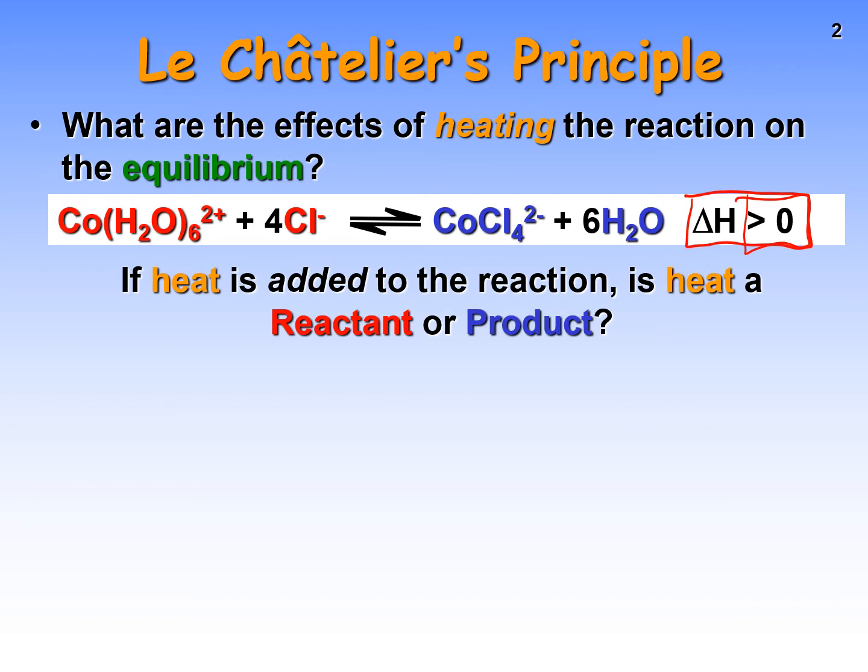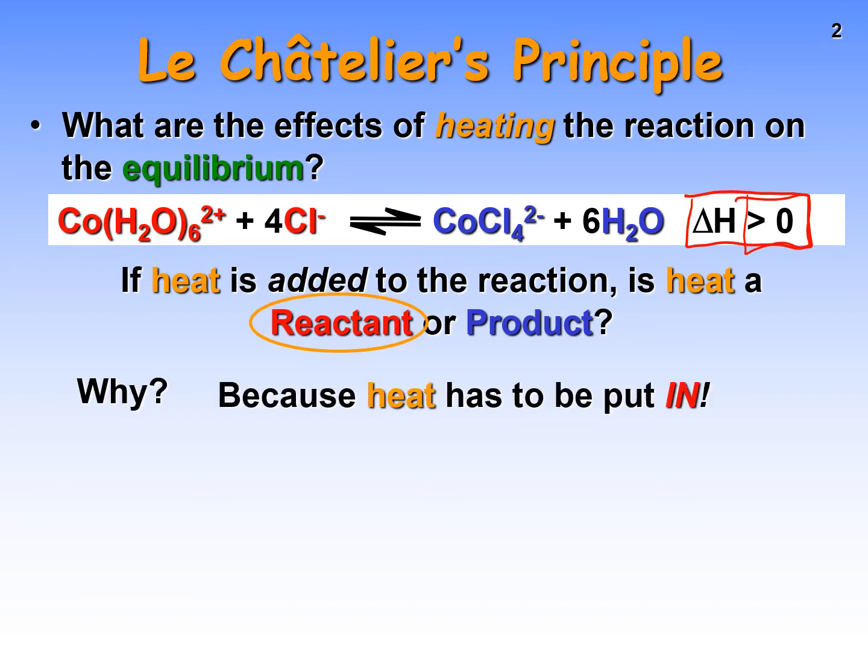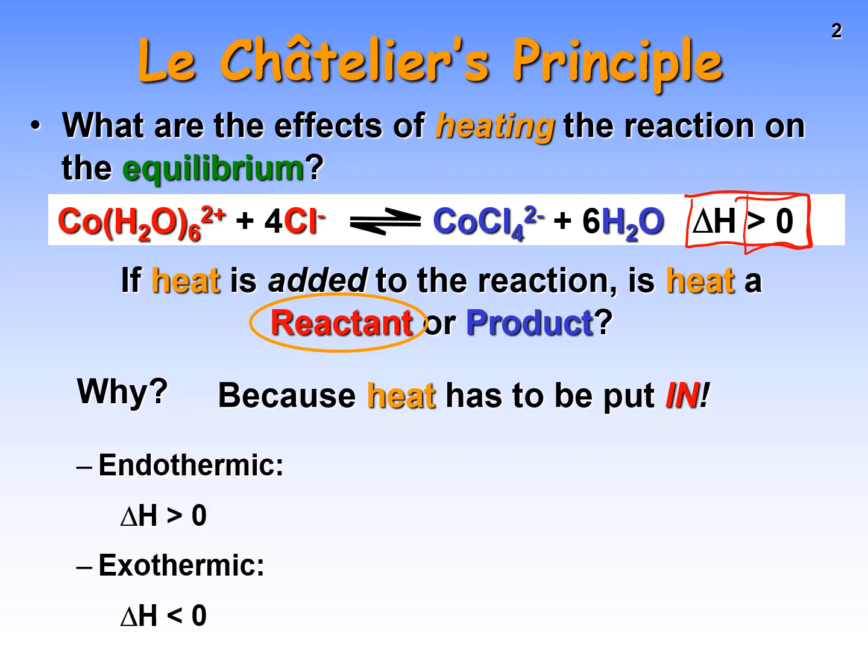So given the definition of an endothermic process, where would we consider heat to be? Is it a reactant or a product? In this case, heat's going to be put in. That's what it means when you have an endothermic process. It's absorbing energy from the surroundings in order for the reaction to occur. So heat we can kind of consider as a reactant. It's not technically a reactant. It's not a substance. It's more just energy. But it still would be technically on the reactant side.